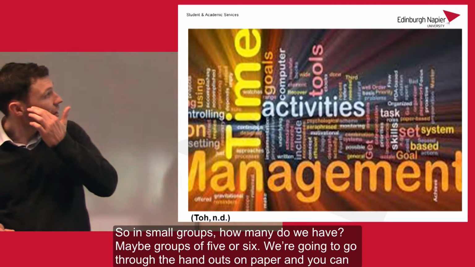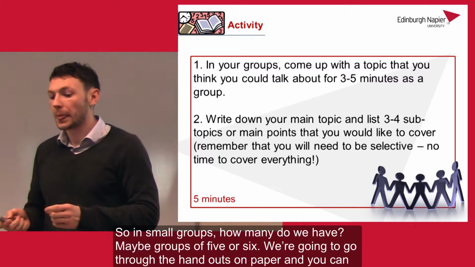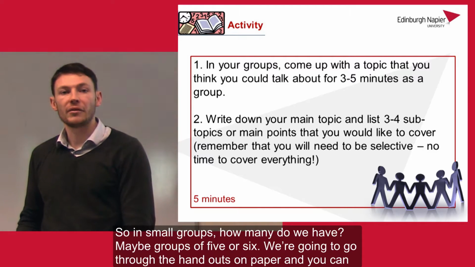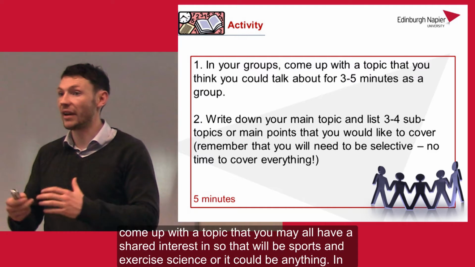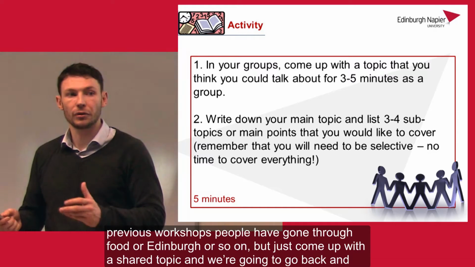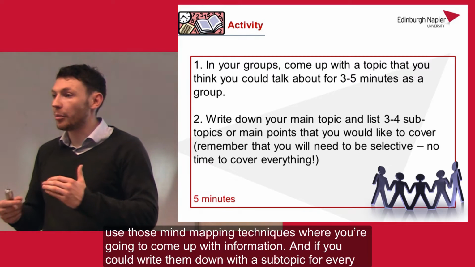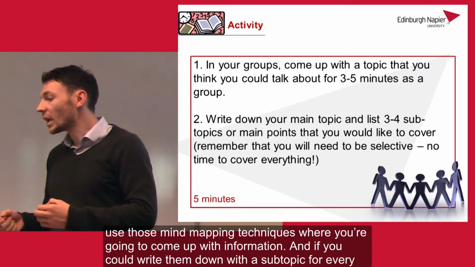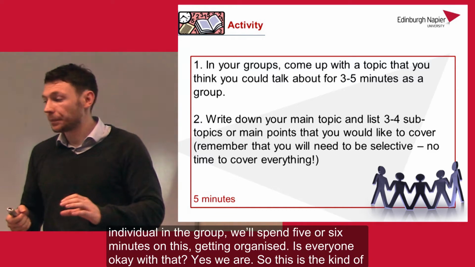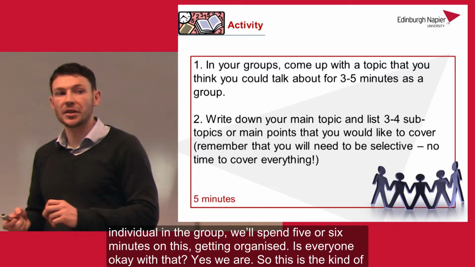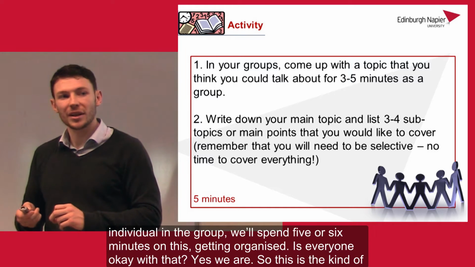So, in small groups, how many do we have? Maybe groups of 5 or 6. We're going to go through and hand out some paper, and if you can come up with a topic that you may all share an interest in, it could be sports and exercise science, or it could be anything. In previous workshops, people have gone through food or Edinburgh and so on. Just come up with a shared topic, and we're going to go back and use those mind mapping techniques where you're going to come up with information. If you can write them down with a subtopic for every individual in the group, we'll spend 5 or 6 minutes on this, getting organised. Is everyone okay with that?